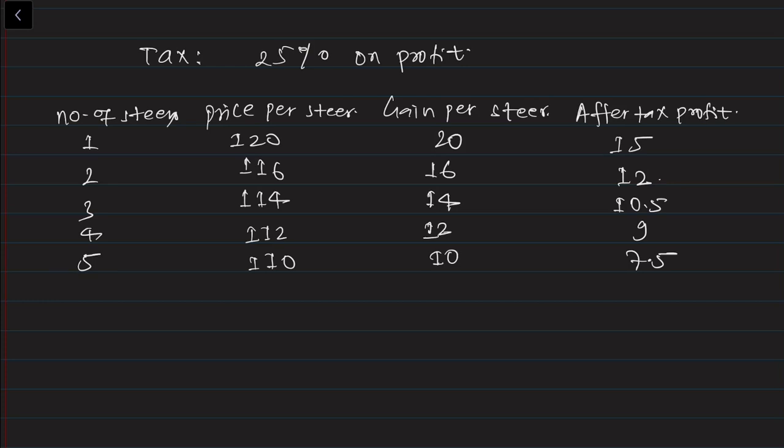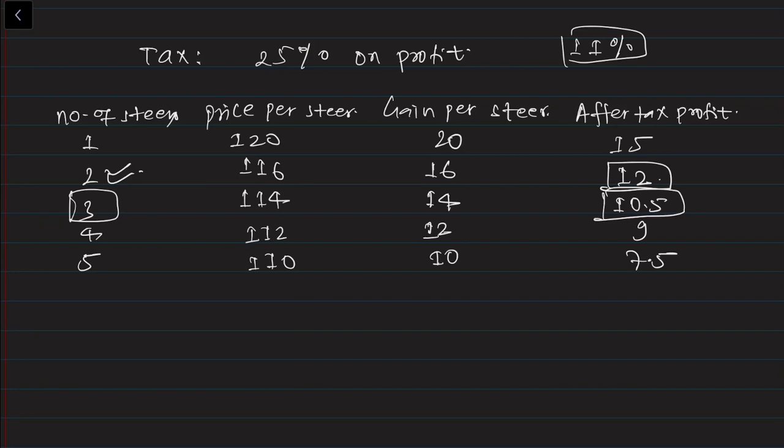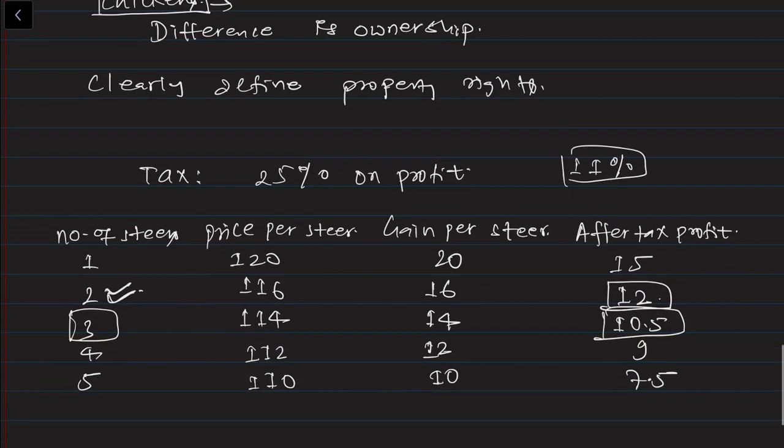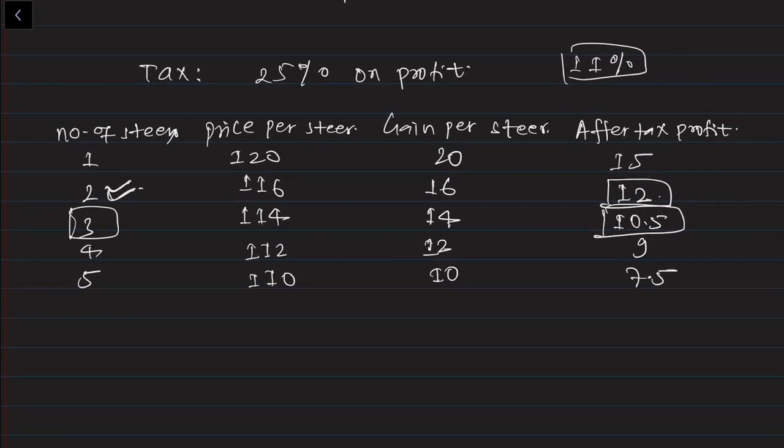Okay. Now you can see that the after tax profit, $12, is higher than the profit from the bond. Profit from the bond is $11, 11%, right, per year. But when you choose 3 steers, the profit drops to 10.5. So the optimal number of steers would be 2, right? And you can see that this number is the same as the socially optimal allocation. In the previous example, we saw that the socially optimal number is 2. So due to the tax, we have achieved the socially optimal allocation.